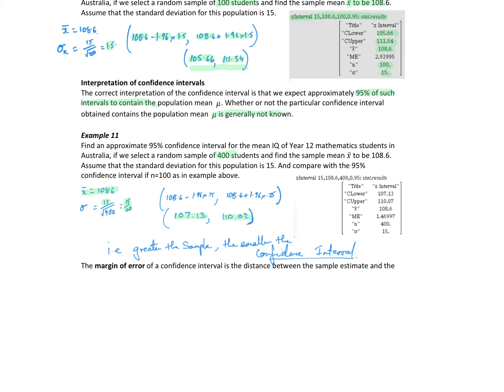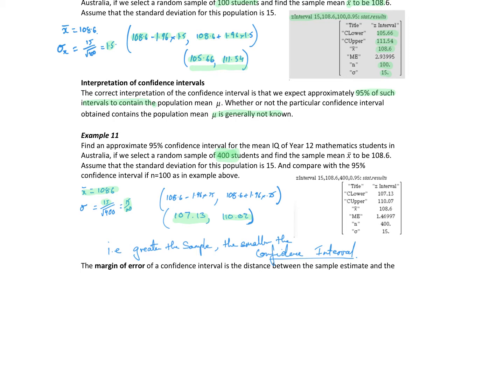All right, so if I take a sample with 400 students, in reality, I would expect 95% of the samples that I take to have averages somewhere between 107 and 110. A little bit smaller than the 105 to 111, and that's because I've taken a sample of 400 to begin with, so it's a more reliable sample.